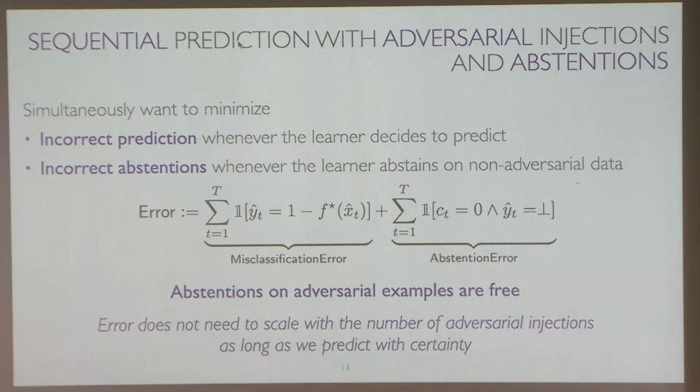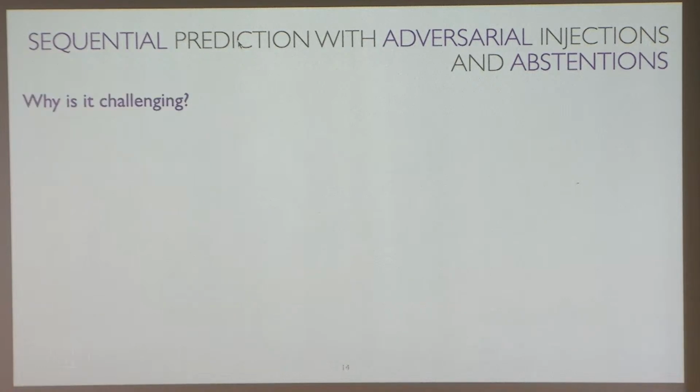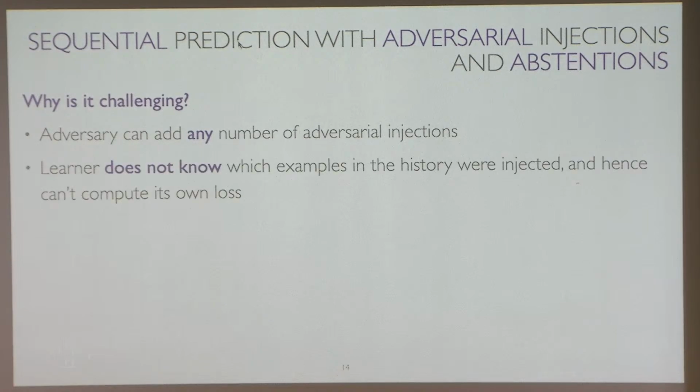So your error does not need to scale as long as you're predicting with some sense of certainty. So why is it challenging? The adversary can add any number of adversarial injections, so you don't really know which setting you're in. The learner does not know which examples in the history were injected, so it can't compute its own loss, because I don't know how many things were actually IID and I abstained on, so I don't really know what that part of my loss is. I can obviously compute my misclassification error, but I can't compute my abstention error. So that makes it challenging to know how well you're doing.